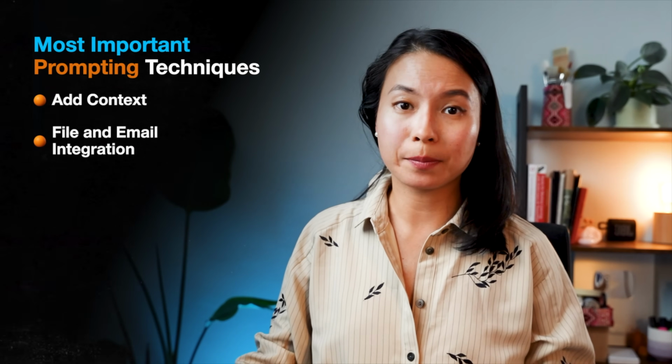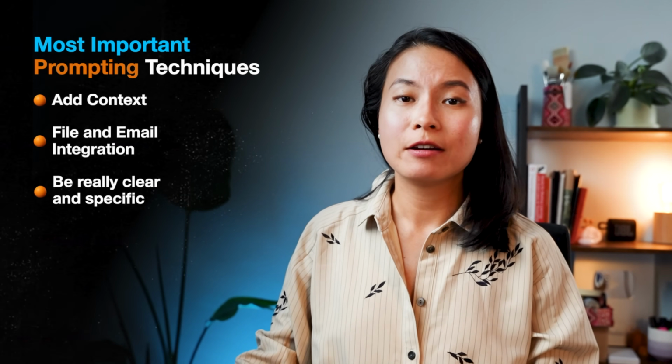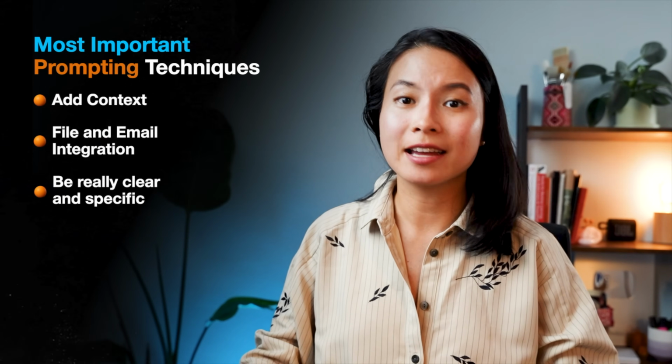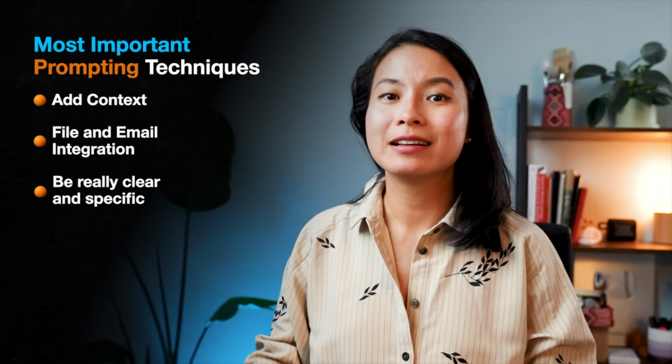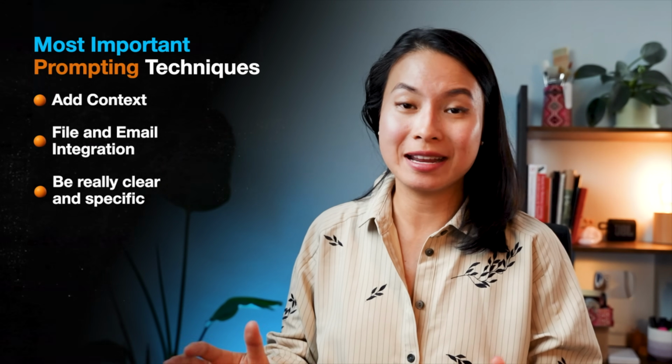The next tip with prompting is to be really clear and specific about what you want. For example, instead of saying, give me some productivity tips, it's better to say, give me 5 productivity tips for someone who works from home, struggles with procrastination, that's me, and wants to limit social media distractions. A useful structure that you can use for your prompt is this.